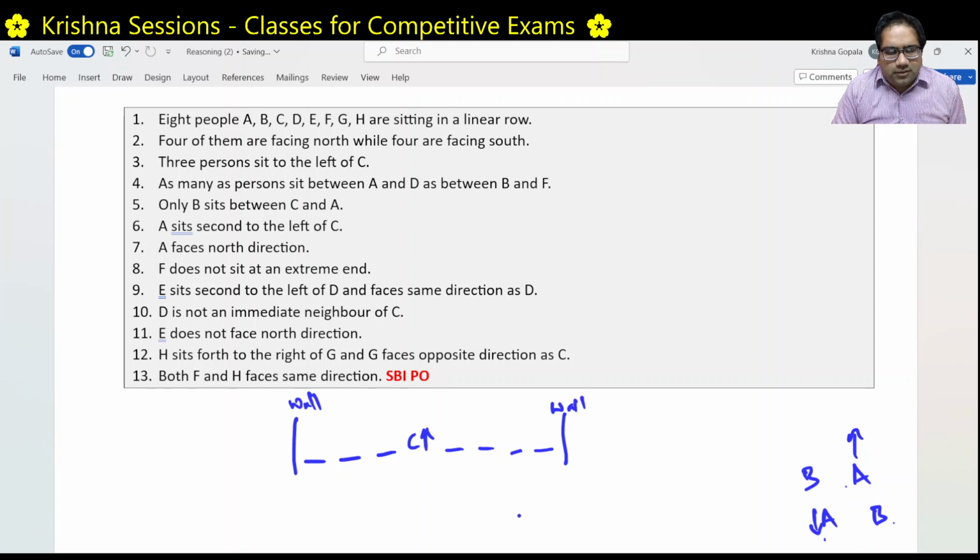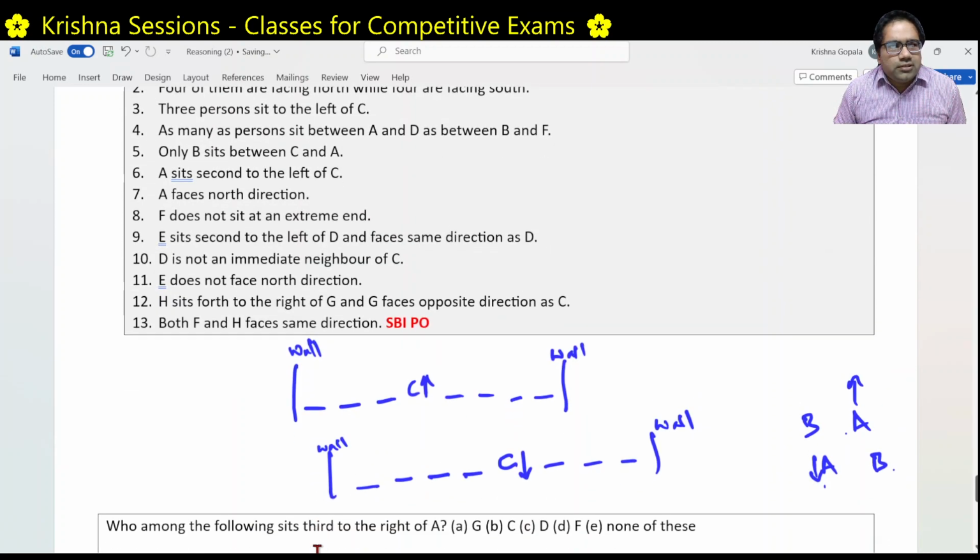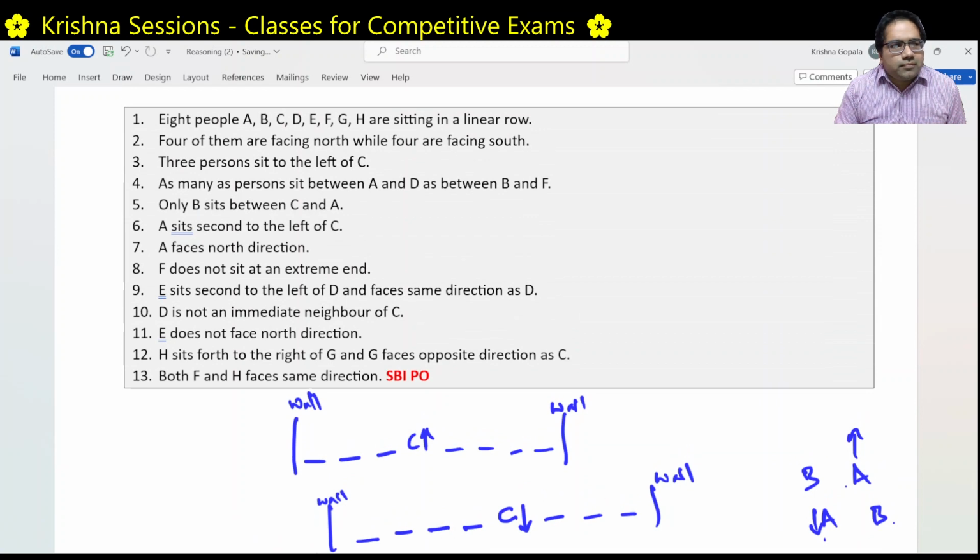If C is facing north, what is the other option? C can face south also. If C is facing south, then three persons will be on this side to the left of C. Left of C will be this side, and this is the wall, and there will be four persons towards the right. That is this. This is the wall, right? So these are the two options. We don't know which option.